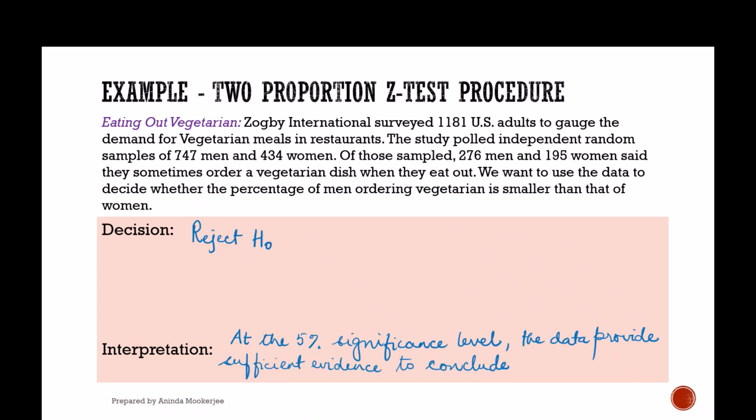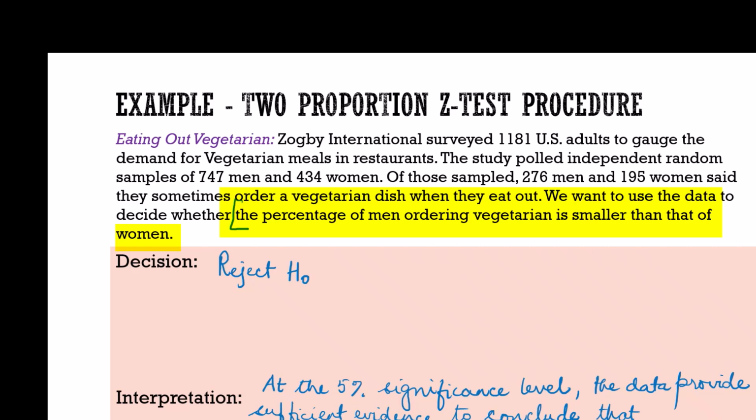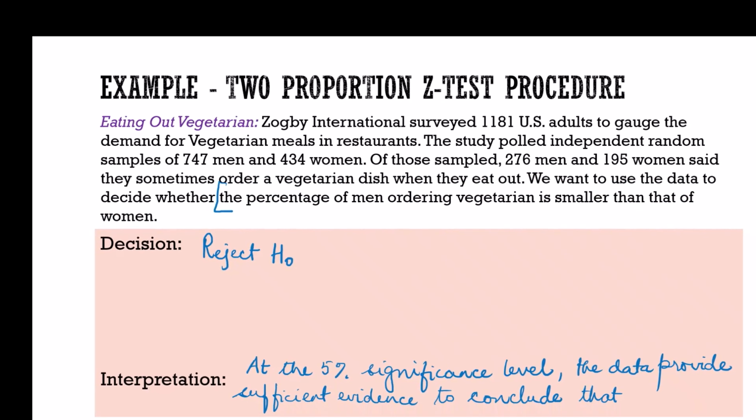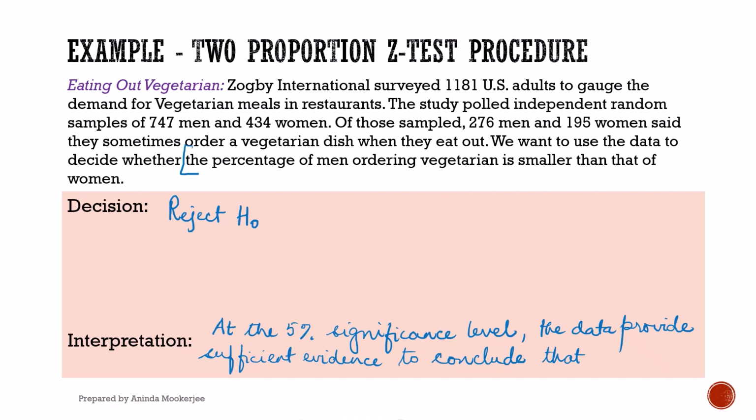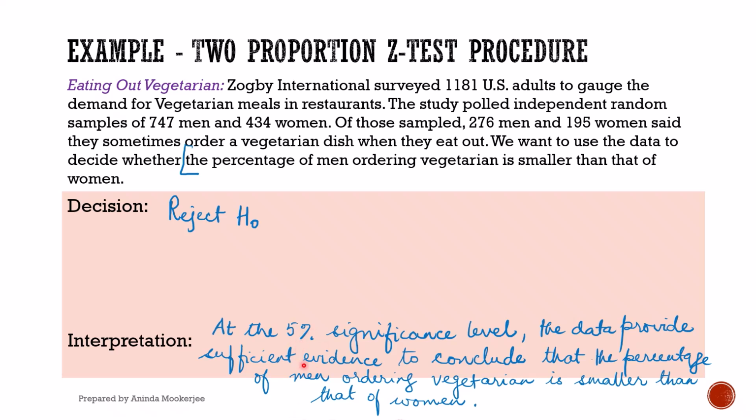So the data provides sufficient evidence to conclude the percentage. So just copy everything from here. The wording, the percentage of men ordering vegetarian is smaller than that of women. Right? So just copy that to conclude that the percentage. So here you go. At the 5% significance level, the data provides sufficient evidence to conclude that the percentage of men, actually we should be writing of all US men ordering vegetarian, is smaller than that of women, right?